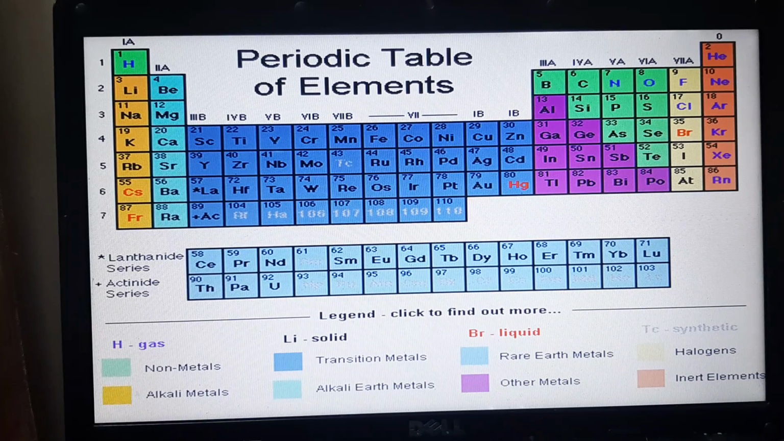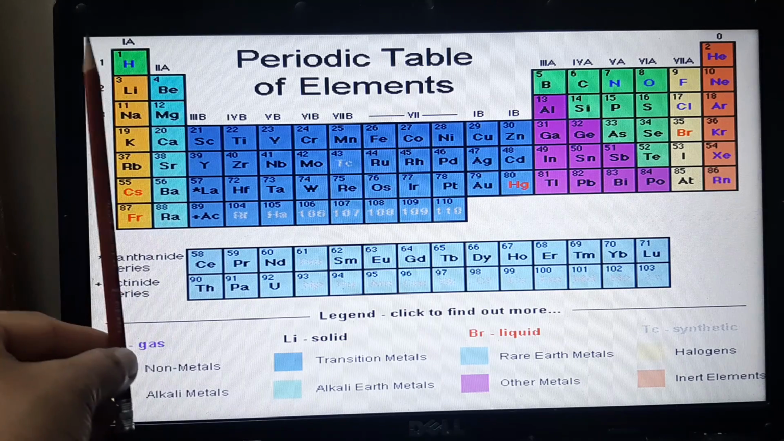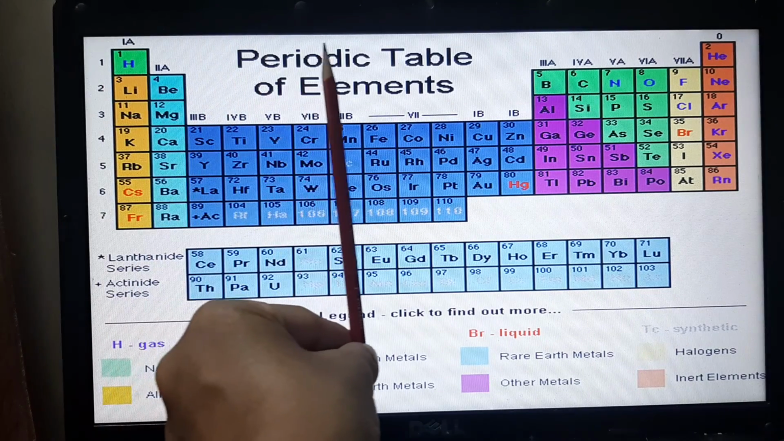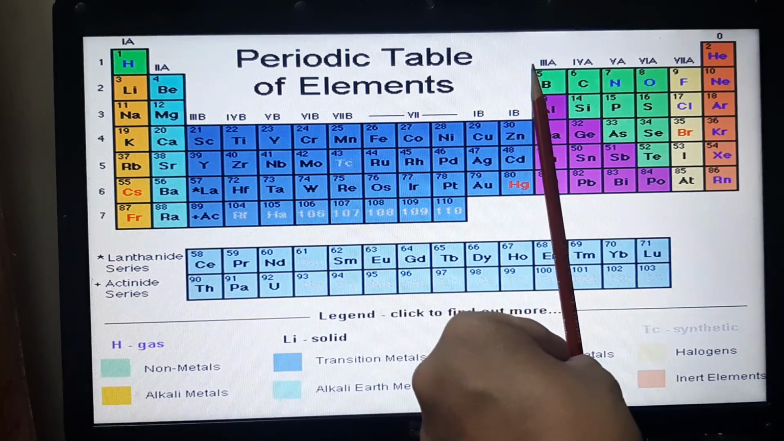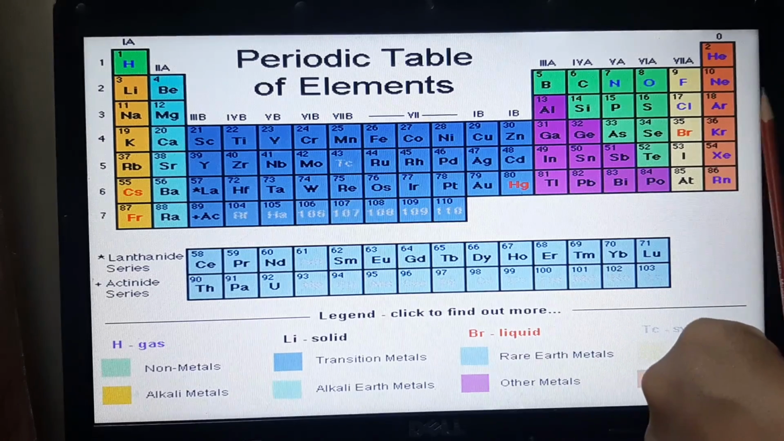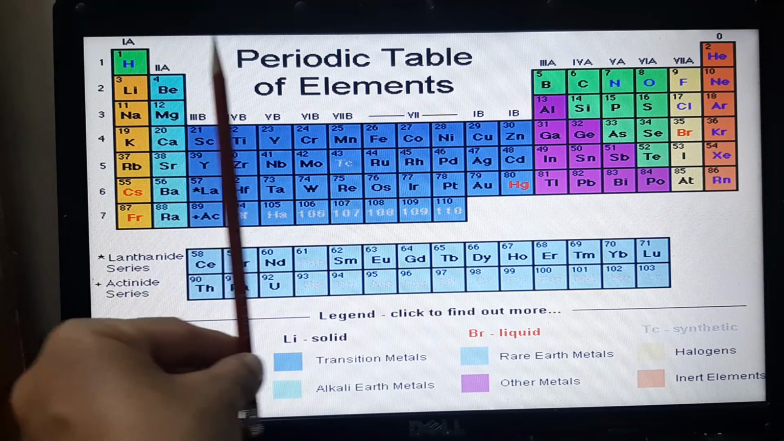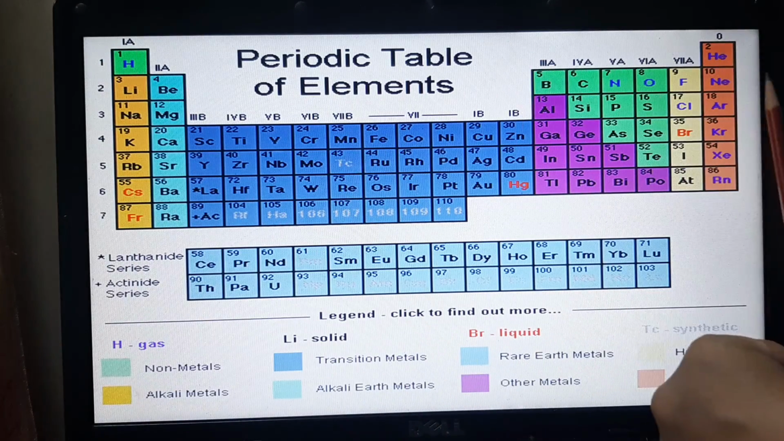Now in a period and in a group, we see the properties of the elements slowly changing. For example, in the whole periodic table, we see all metals on the left side, and slowly as we go down, we find that the metals get over here. Then you have metalloids along the zigzag line, and then you have non-metals. So gradually the trend changes from metals to metalloids to non-metals.